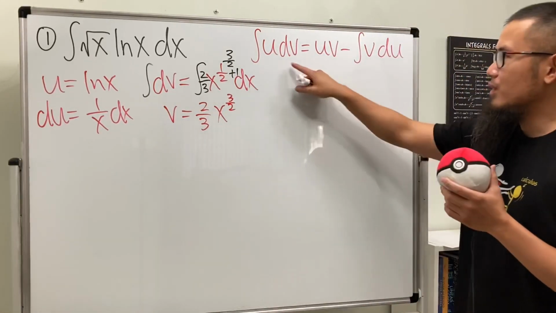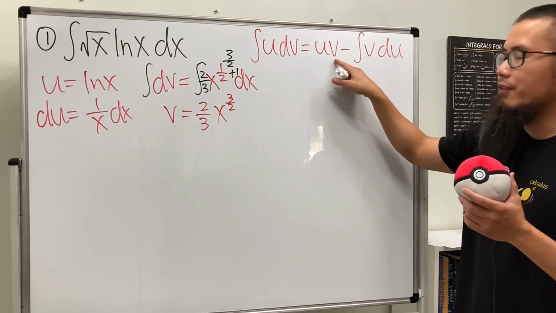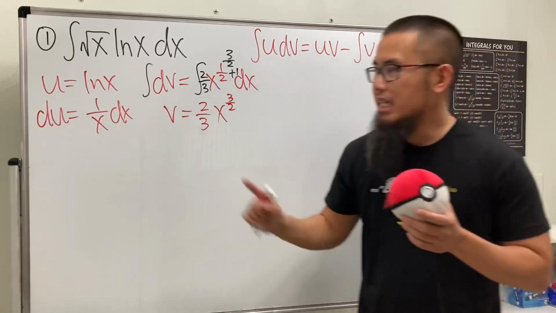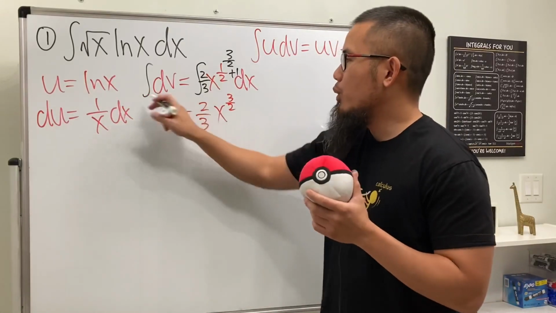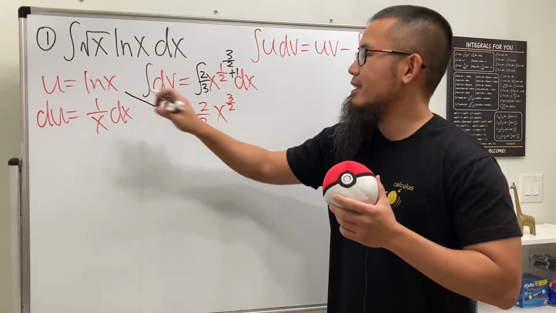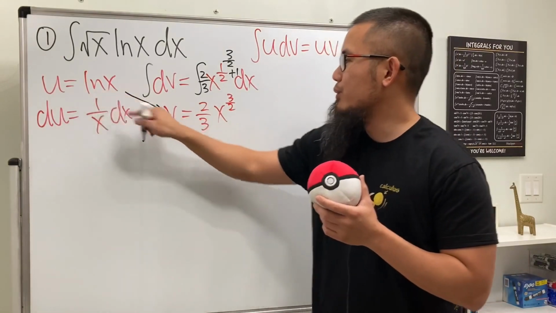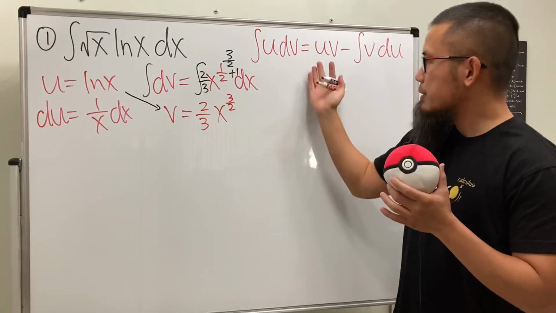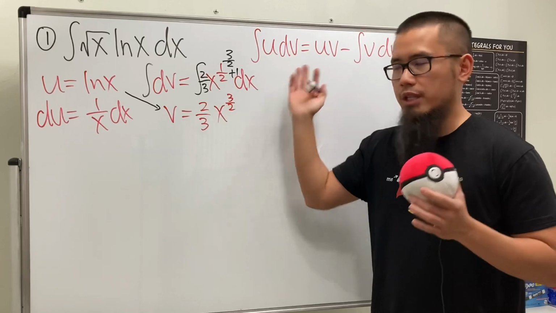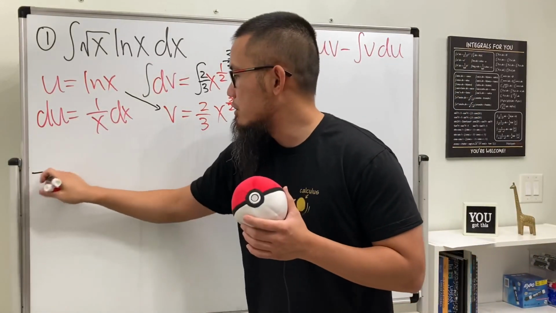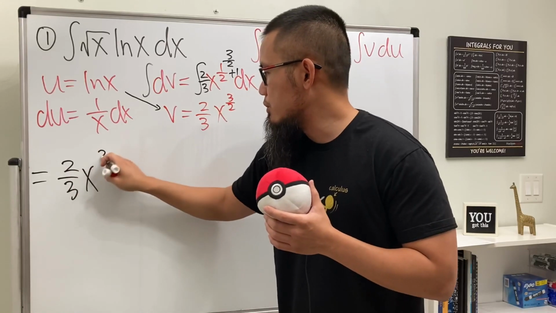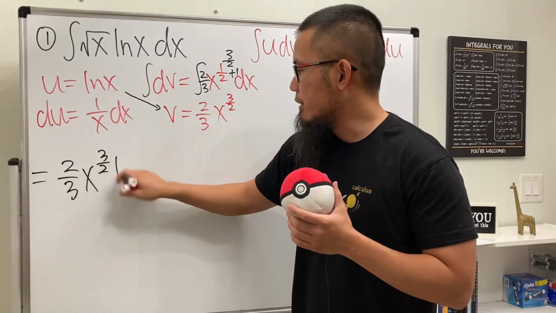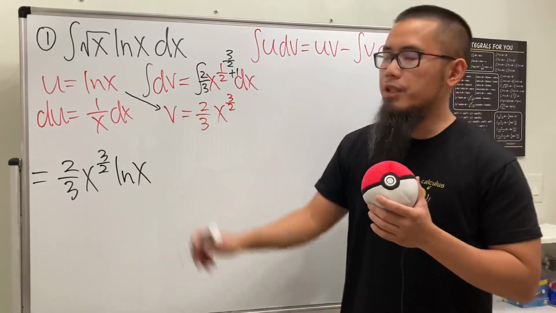Alright, the formula says we will have to multiply u and v together. And if you set it up in this format, u and v will be on the diagonal right here. So as you can see, we have u times v. And that's the first part of the answer. It doesn't have any integral anymore. So let's go ahead and write that down first: 2 over 3 x to the 3 over 2 times ln x. So that's the uv part.